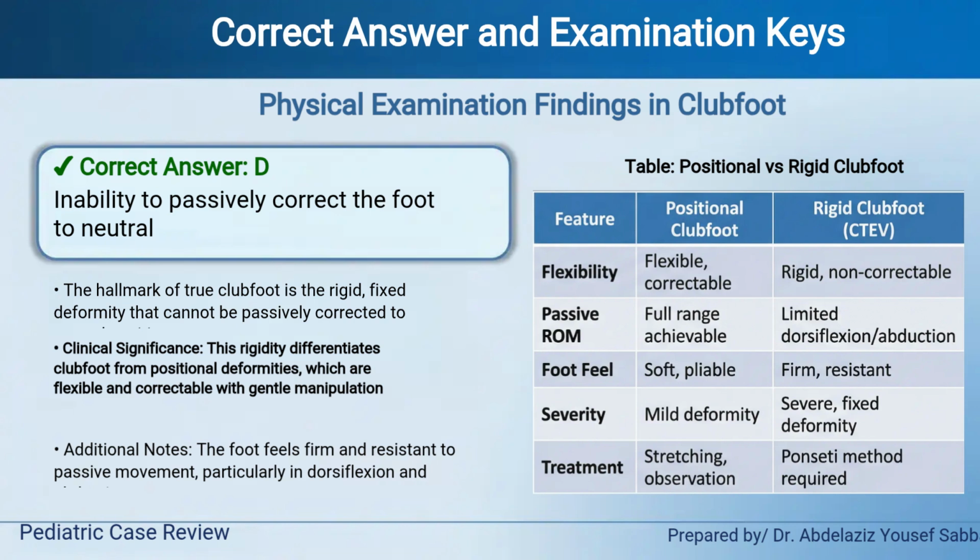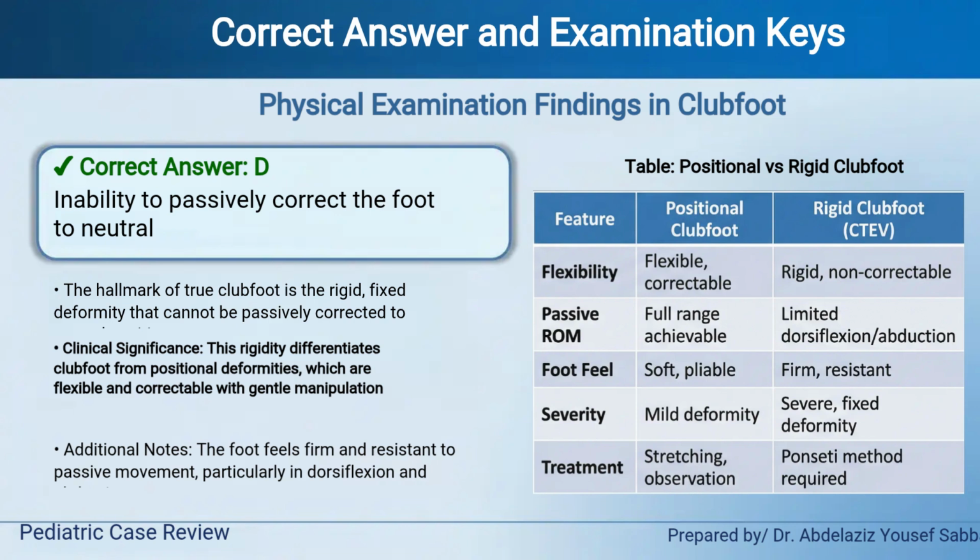Passive range of motion. Full range is achievable in positional deformity, while true clubfoot shows limited dorsiflexion and abduction. Foot feel. Positional deformity feels soft and pliable, while true clubfoot feels firm and resistant. Severity. Positional deformity is mild, while true clubfoot is a severe, fixed deformity. Treatment. Positional deformity responds to stretching and observation, while true clubfoot requires the Ponseti method.